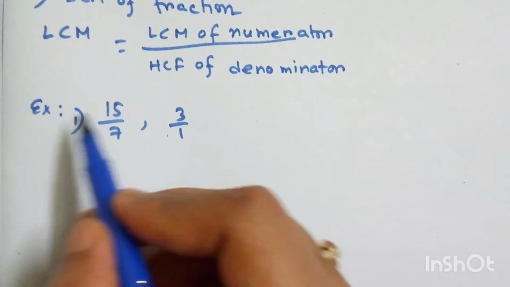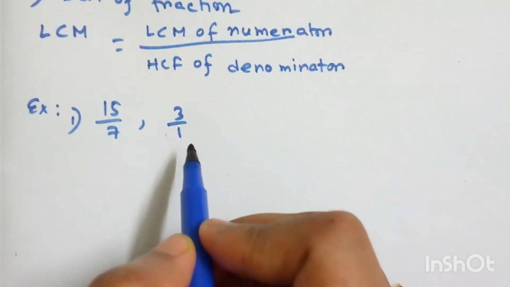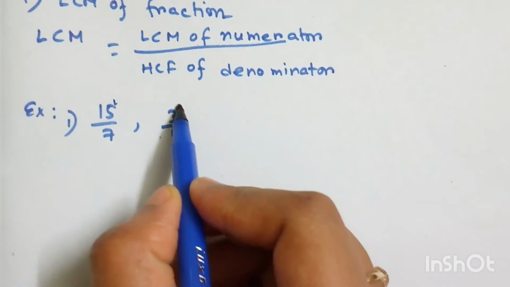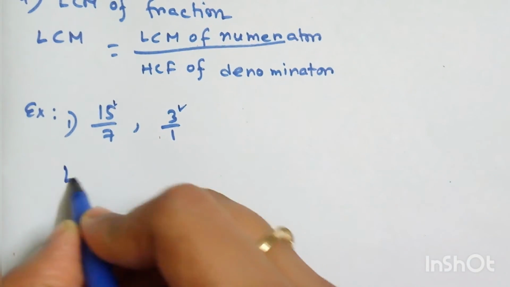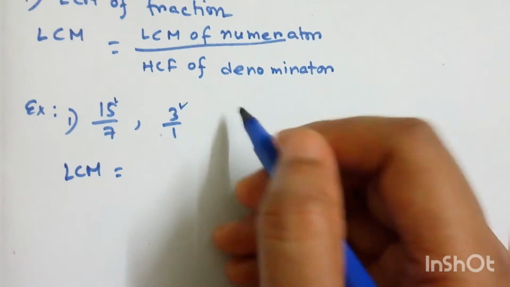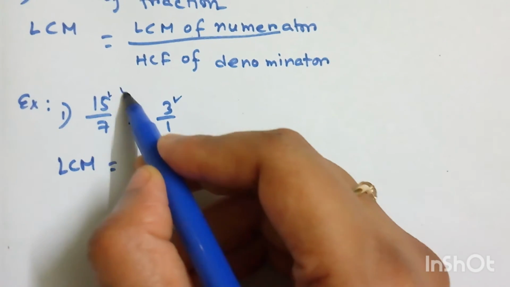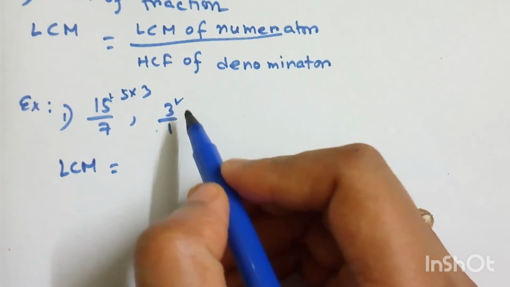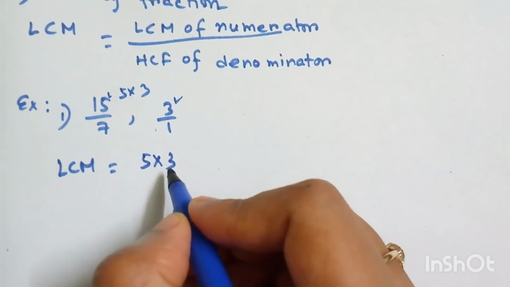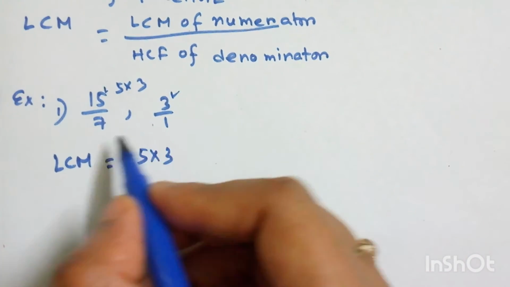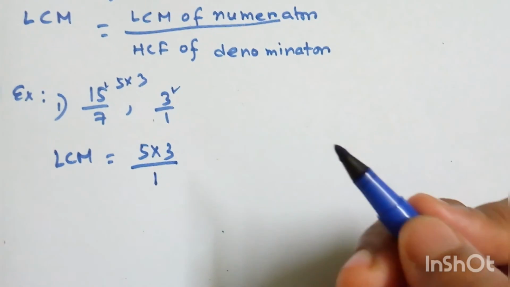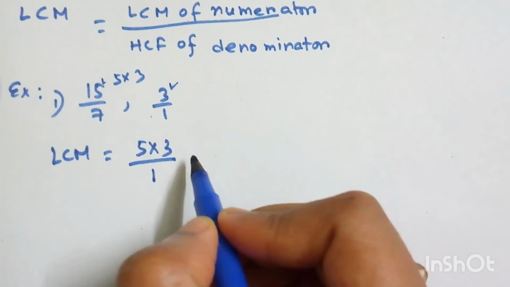So find the LCM of 15 by 7 and 3 by 1. So in the numerator it is 15 and 3. So the LCM will be the LCM of numerators 15 and 3. You know 15 means 5 into 3 and it is 3. So 5 into 3 will be the numerator. Denominator will be the HCF of 1 and 7. It will be 1. So the LCM will be 15.